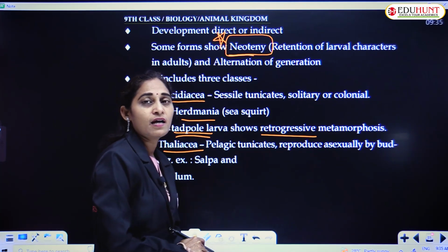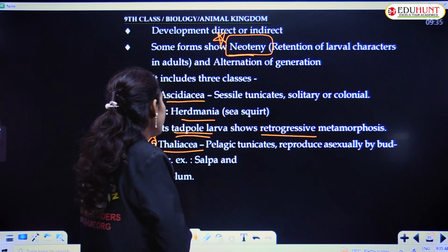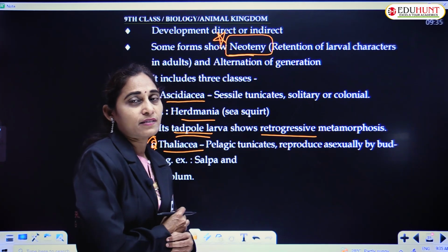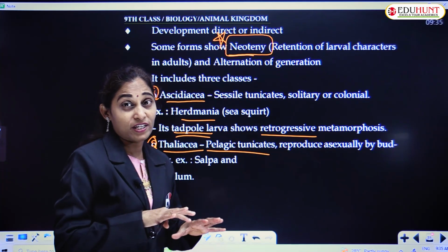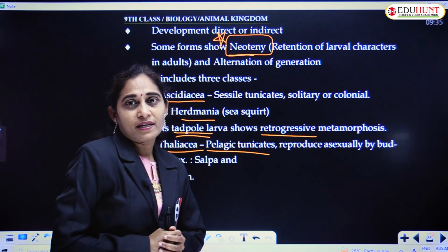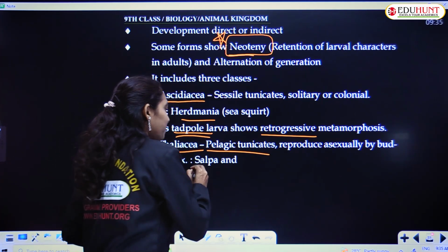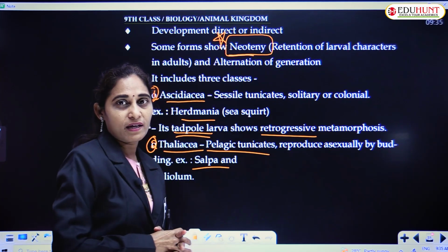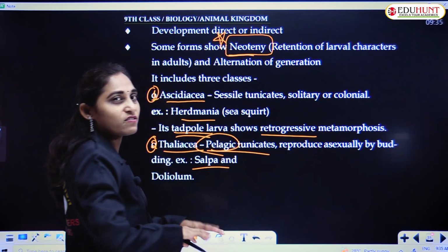It is seen in the class Ascidiacea. Second class is Thaliacea. These are pelagic tunicates. They are free swimming. Reproduction by budding. It is a kind of asexual reproduction. Example, Salpa and Doliolum. They freely swim in the water. They are pelagic in nature.